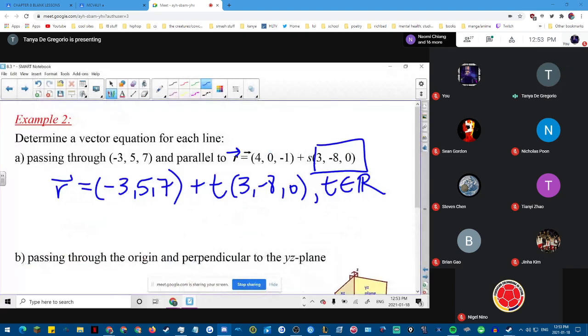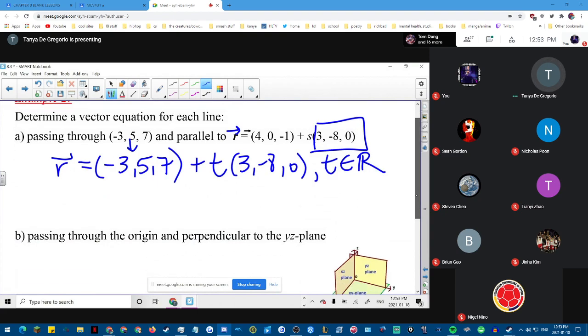Okay, so passing through this point parallel to that vector equation of a line, we use the same direction vector. Parallel lines have the same direction vectors, and I use the point given because we know that it passes through the point.